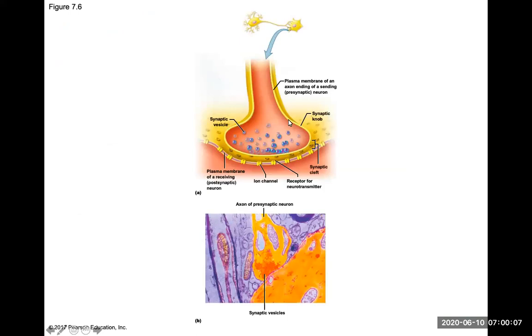So here's a look at the synaptic knob. The synaptic vesicles will contain neurotransmitters that will be released in the cause of an action potential traveling down this axon. The neurotransmitters will be released in the synaptic cleft, which is the space between the two, and they will bind to these receptors, which will cause ion channels to open, which will allow the signal to continue passing.